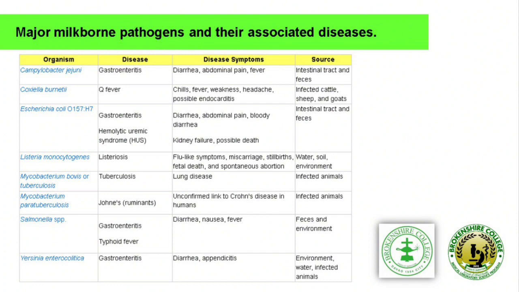Next, we have Coxiella burnetii. This is Q fever. It has disease symptoms with chills, fever, weakness, headaches, and possible endocarditis. Source is from infected cattle, sheep, and goats.